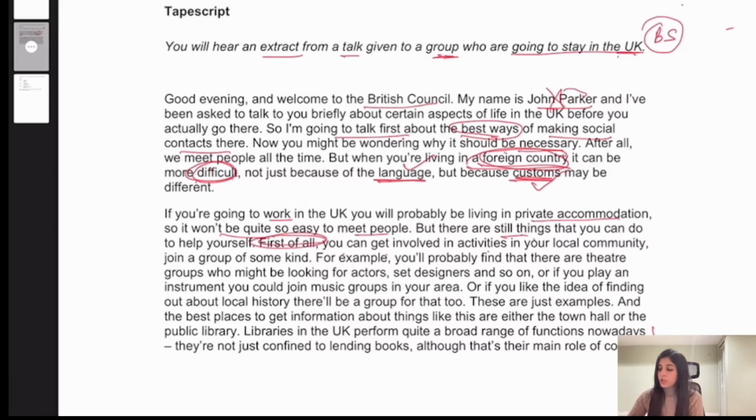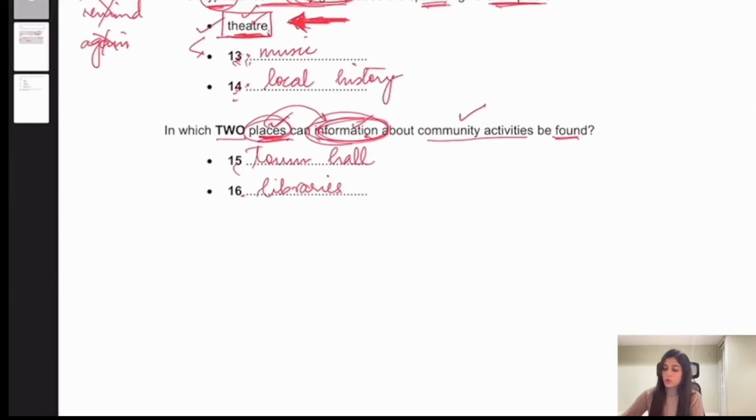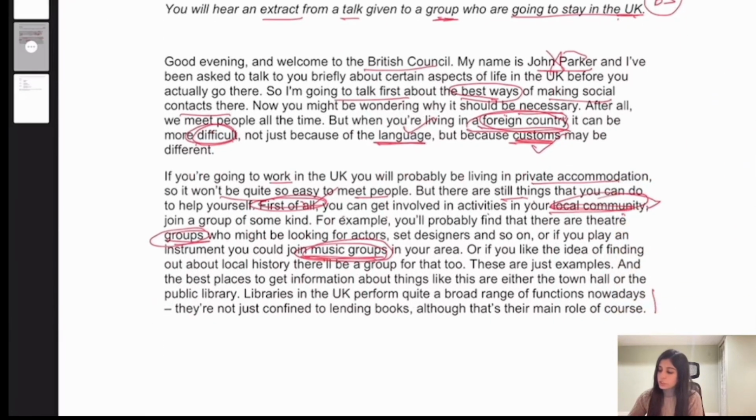First of all, you have to get involved in activities in your local community groups. So this is also used as it is. They have not changed it. The keyword is used as it is. Who might be looking for actors, set designers, so on. You could join music groups. So this is also the answer. Now you can write music as the answer, or you can also add music groups. That's also correct. Local history is also correct. Local history group is also correct.